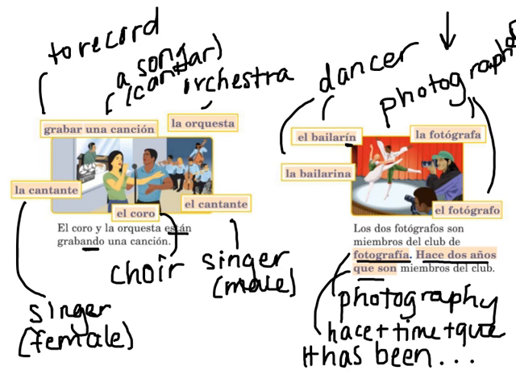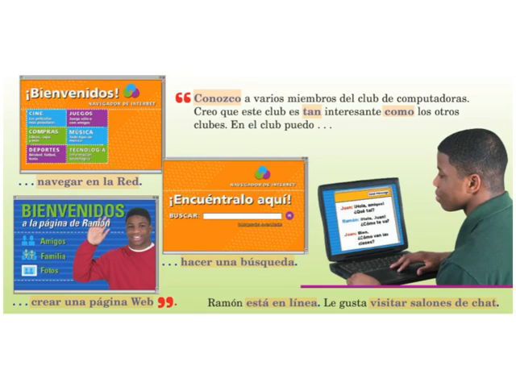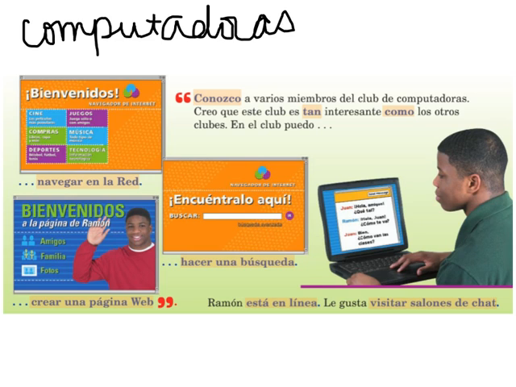We have 2 more pages and then we'll finish up. Aquí tenemos algunas palabras de computadoras. Conozco, you guys know that conozco is I know, more personally, a person or a place. You'll notice the personal a here. Conozco a varios miembros del club de computadoras. I know various members of the computer club.